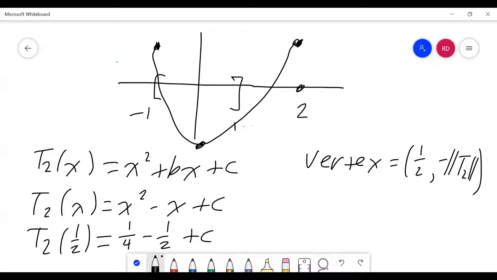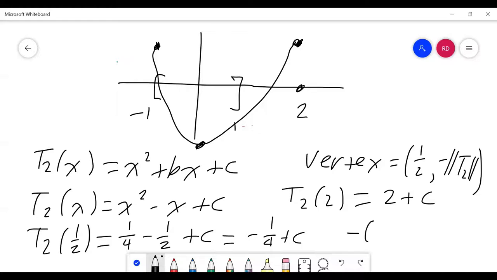So T2 gave us 1/4 minus 1/2 plus C, or negative 1/4 plus C. And if I plug in T2 of 2, that would give me 4 minus 2, or 2 plus C. So these are opposites. So we have negative 2 plus C equals negative 1/4 plus C. And I trust you can work out the algebra there and get C is negative 7 over 8. So that's what we end up with.